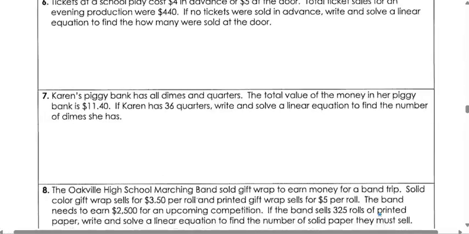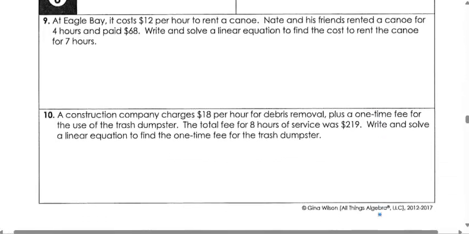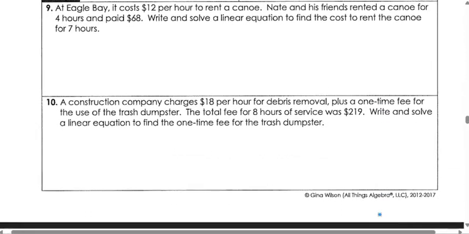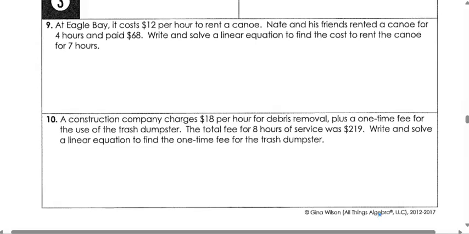All right, then the third type we're going to look at is where they give us the equivalent of a point and a slope. So at Eagle Bay, it costs $12 per hour to rent a canoe. Nate and his friends rented a canoe for 4 hours and paid $68. Write and solve an equation to find the cost to rent the canoe for 7 hours. All right, so here we have 4 hours and $68. Well, 4 times 12 is 48, so that means there must be some extra cost, okay?